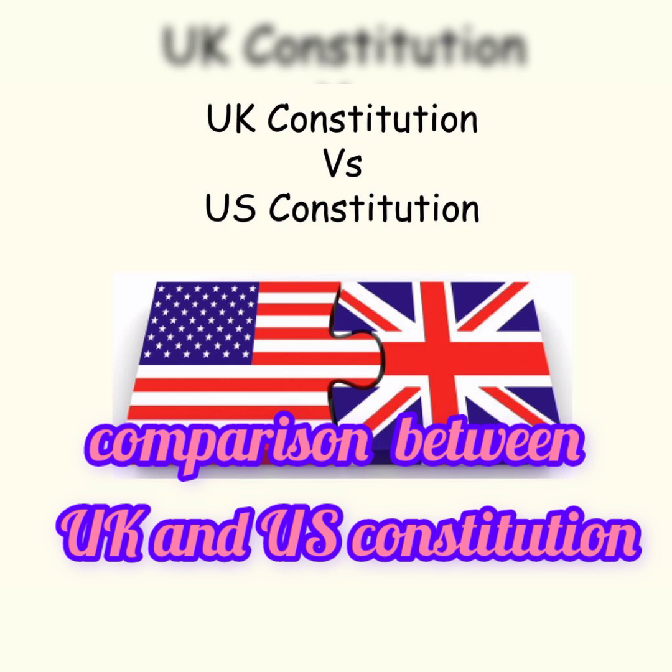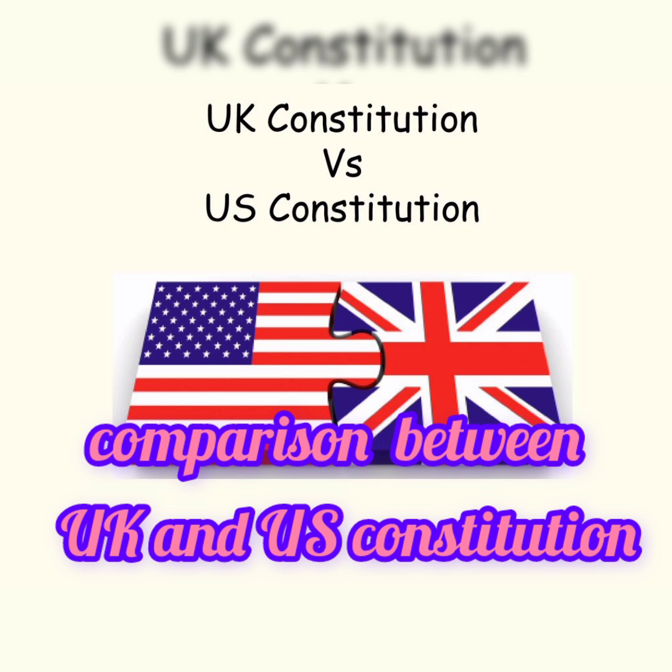3. Separation of powers. The U.S. Constitution establishes a clear separation of powers among the three branches of government: the executive, legislative, and judicial branches. Each branch has distinct powers and responsibilities. In the UK, while there is a separation of powers in theory, it is not as rigidly defined. The executive and legislative branches overlap, as members of the executive, such as the Prime Minister, are also part of the legislature, Parliament.